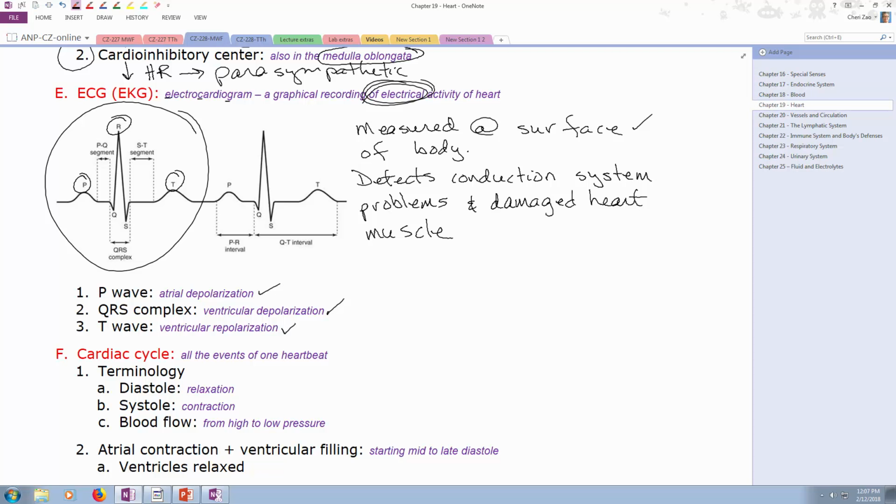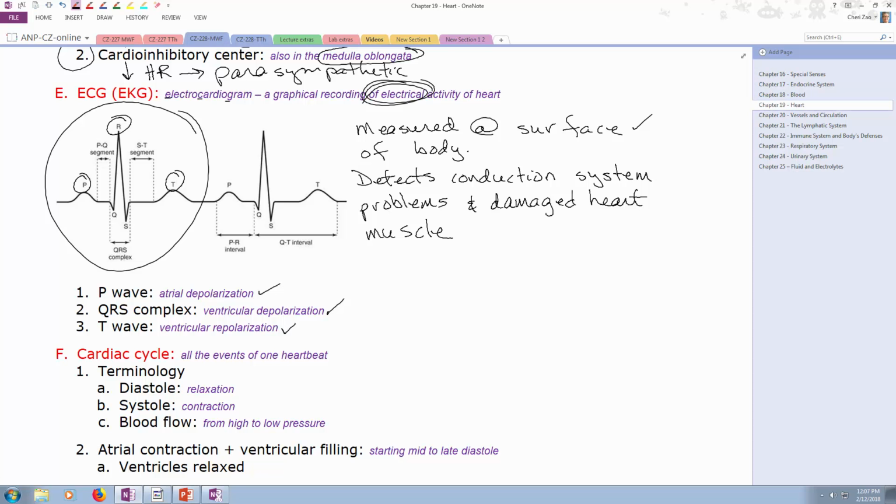We don't see atrial repolarization in this listing, correct? That is because the atrial repolarization is occurring at the same time as the ventricular depolarization. And so our QRS complex is actually hiding what would be the atrial repolarization.